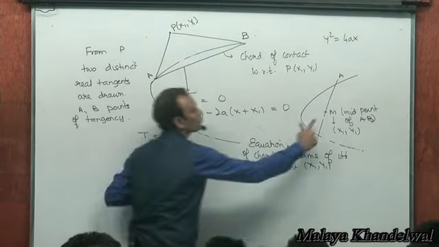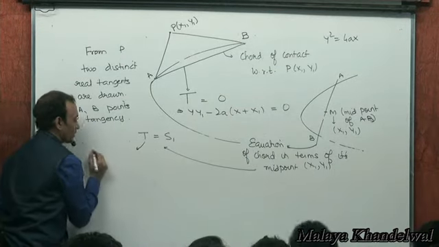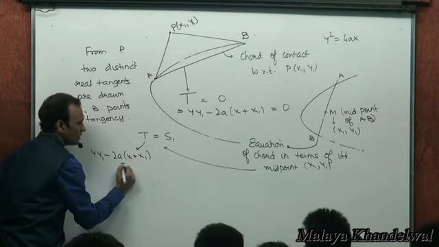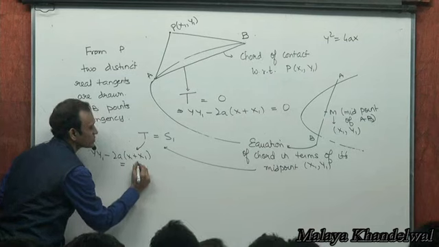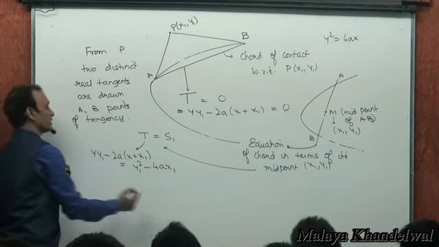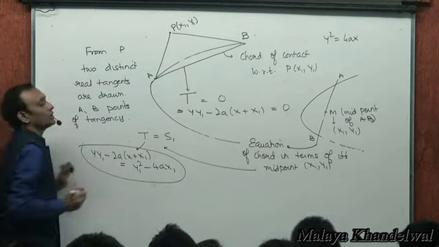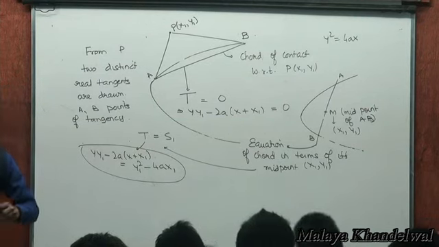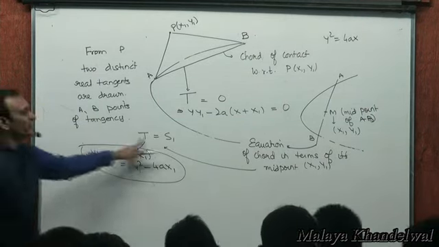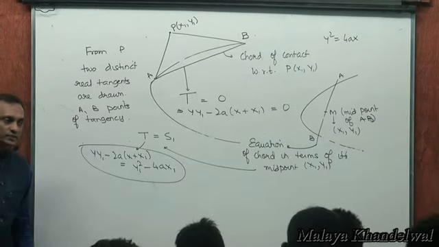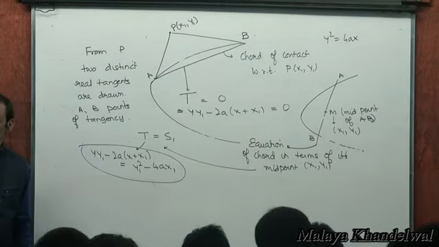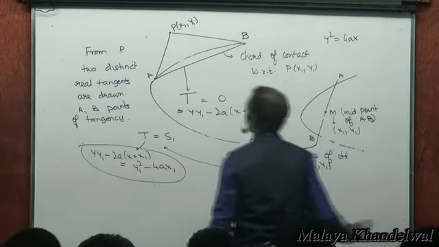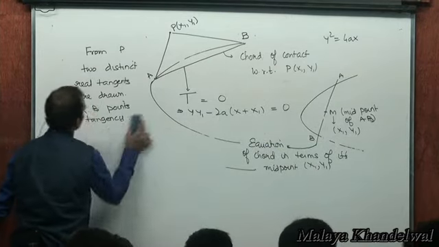Where T would be, as far as this point is concerned, y y1 minus 2a into x plus x1, equals S1. S1 is y1 squared minus 4a x1. T equal to S1 gives me the equation of a chord of y squared equal to 4ax in terms of its midpoint x1, y1. Yes or no? Same result really. So I'm not going to redo these results for you.